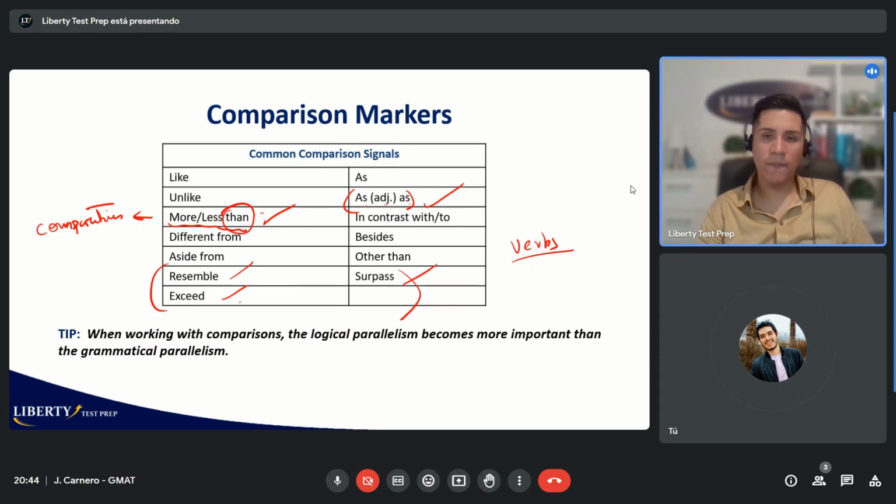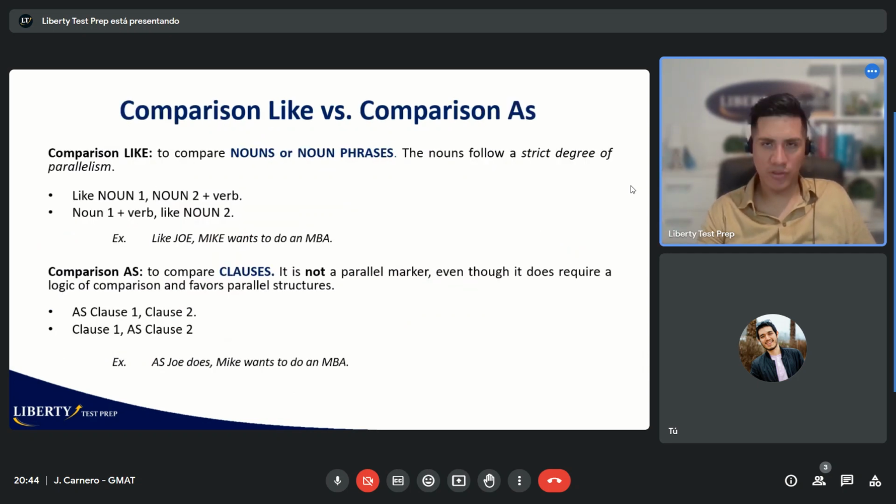Okay, so basically, that's your list of comparison markers. There are going to be more, right? But this is a good enough list. So now let's go here to this theory. This theory is very important: like versus as. Now, do you happen to know this theory?